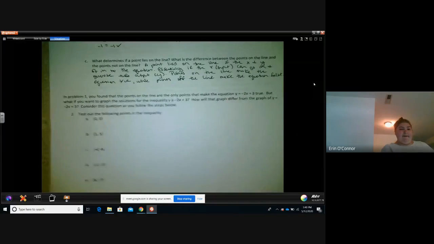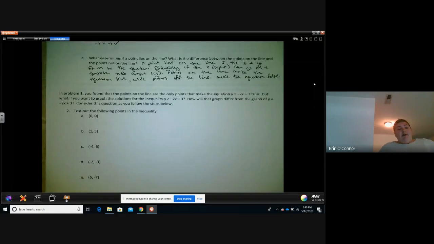Okay, let's keep going. In problem 1, you found that the points on the line are the only points that make the equation y equals negative 2x plus 3 true. But what if you want to graph the solutions for an inequality? y is greater than or equal to negative 2x plus 3. How will that graph differ from the graph of y equals negative 2x plus 3?